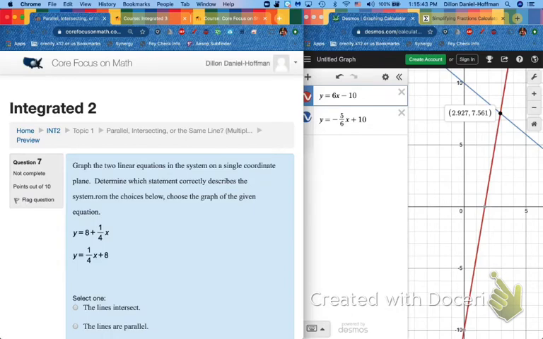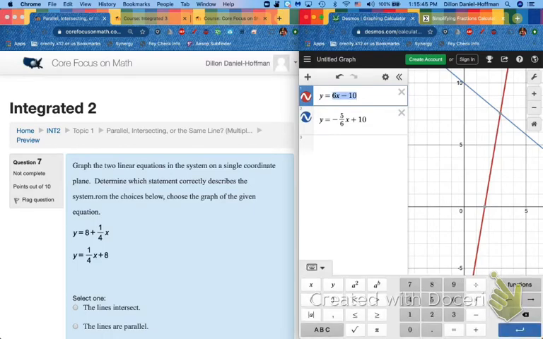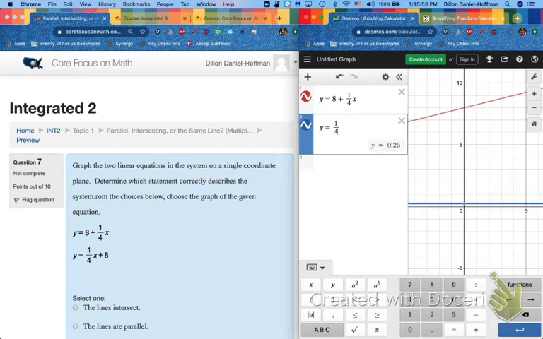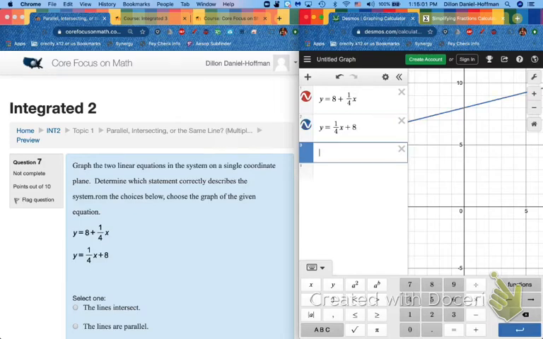Well, now we have number 7. This is going to be a good one to look on Desmos. I've got 8 plus 1/4 x, and I've got 1/4 x plus 8. You might be saying, wait a minute, that's the same exact equation, just mixed up. And I know that addition is commutative, meaning 5 plus 2 is the same as 2 plus 5. So, yeah, these are the same line.